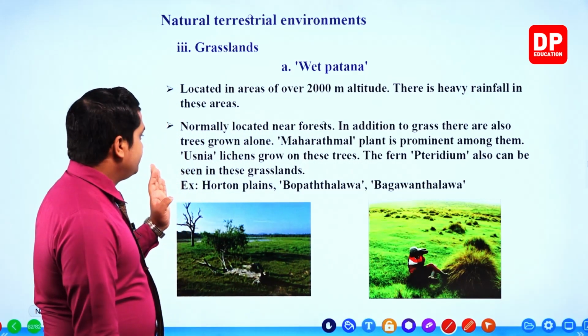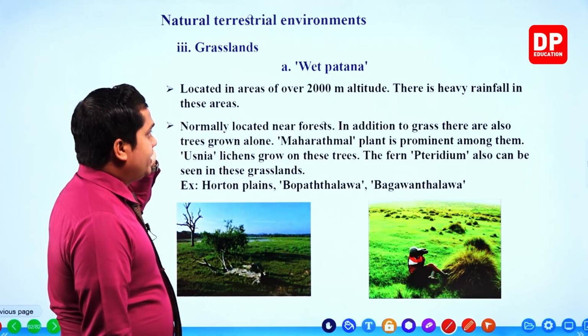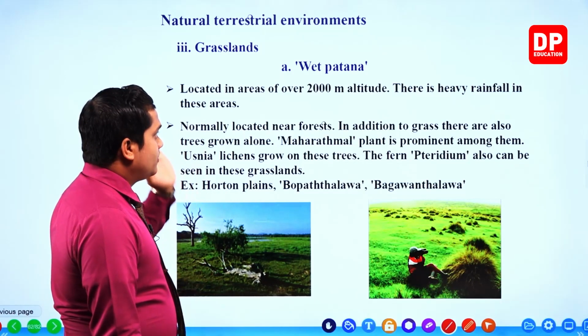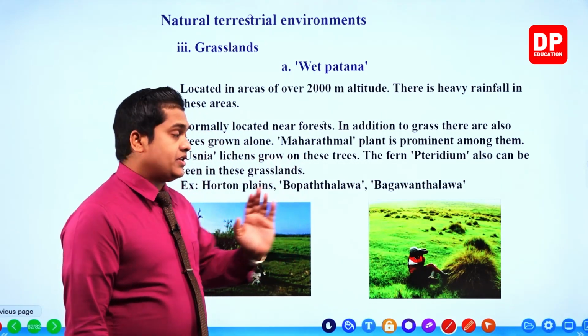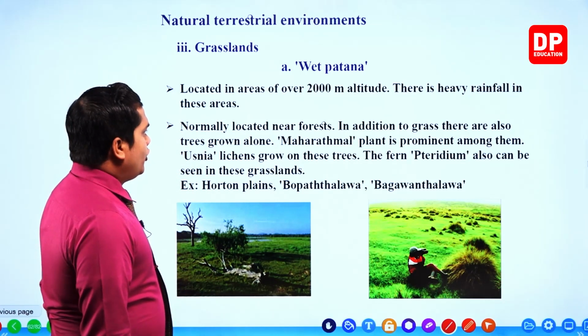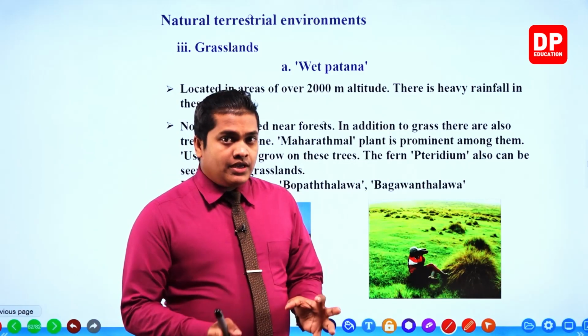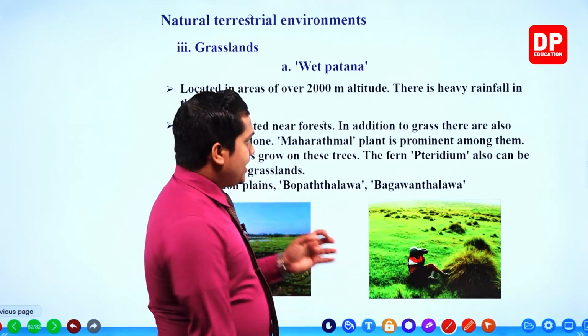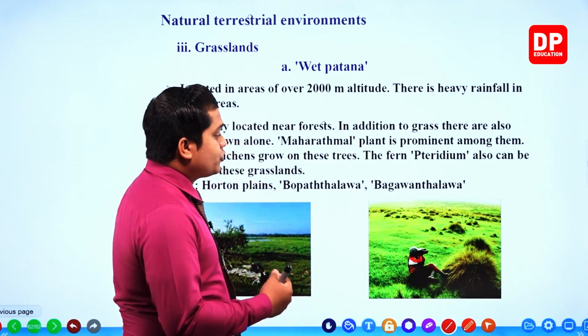Then here it is given. So my dear children, here it is given once more. Wet Patana regions or wet Patana grasslands, we discussed that these are located at a higher altitude, up to 2000 meters. Let's see the second one. Normally located near forest. And the other thing is that in addition to the grass, there are some trees as well.